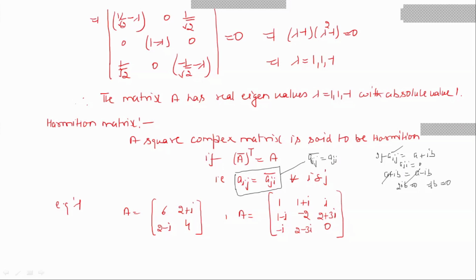Aji is the conjugate of Aij. As per this criteria, you will get these equations: A plus iota B is equal to A minus iota B. So this implies B is equal to 0. If B is equal to 0, then Aij is equal to A. It means it is real. So the diagonal entries should be real.